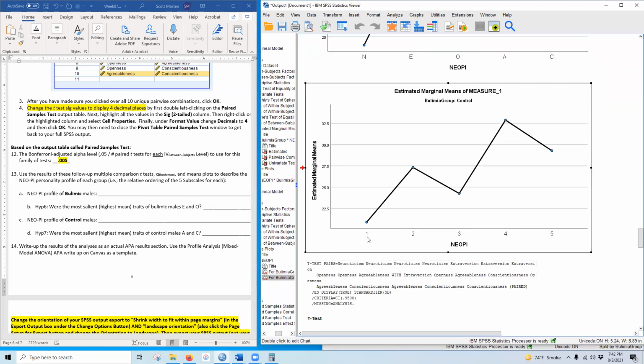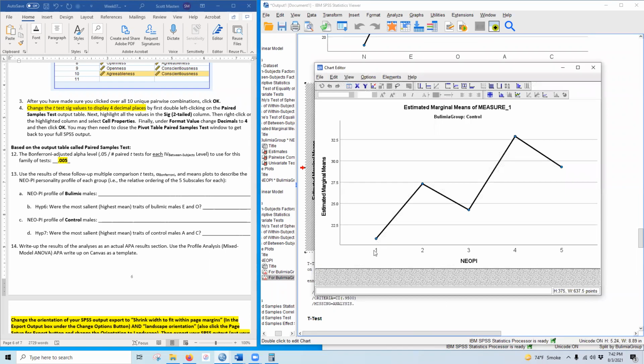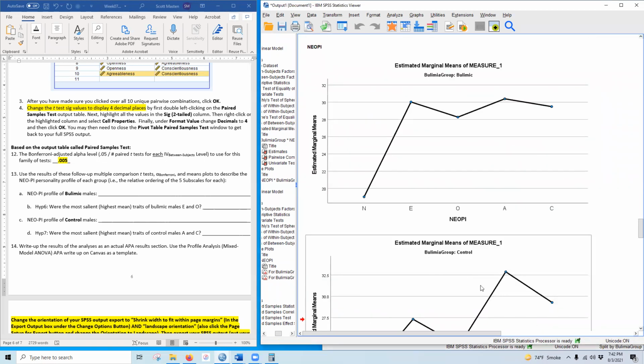All right, let me do that also while I'm thinking for our control males. Nope, there is no R. E, O, A, C. Again, click over. All right, close it. All right, now hopefully this makes some sense.